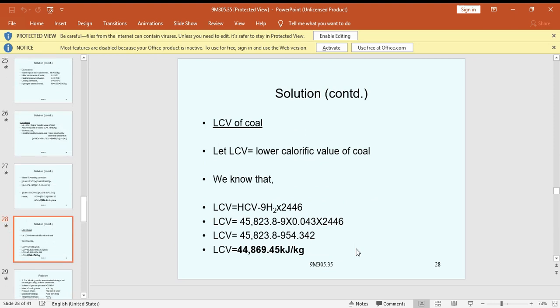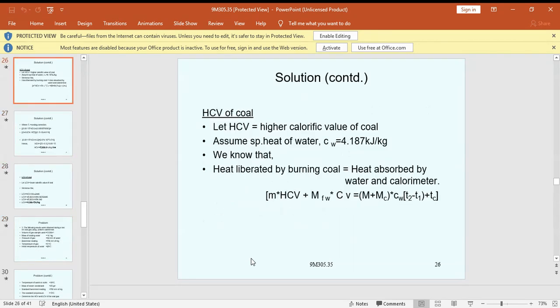LCV, the lower calorific value of coal, equal to HCV minus 9 H2 into 2446. LCV equals 45,826.8 minus 9 into 0.043 into 2446, which gives LCV equal to 44,816 kilojoule per kg. Once again, I repeat.